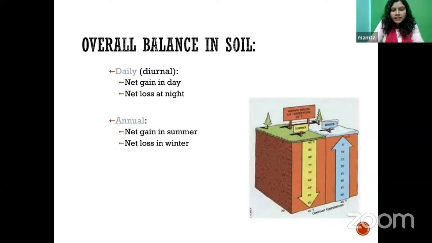So environmental temperature is lower in night, and the surface soil which has the higher specific capacity has the higher temperature, so it loses heat. Okay, we will discuss specific capacity and all those parts later. But in annual, you will see net gain in the summer. Here we are talking about the season, and in diurnal we are talking about the day and night.